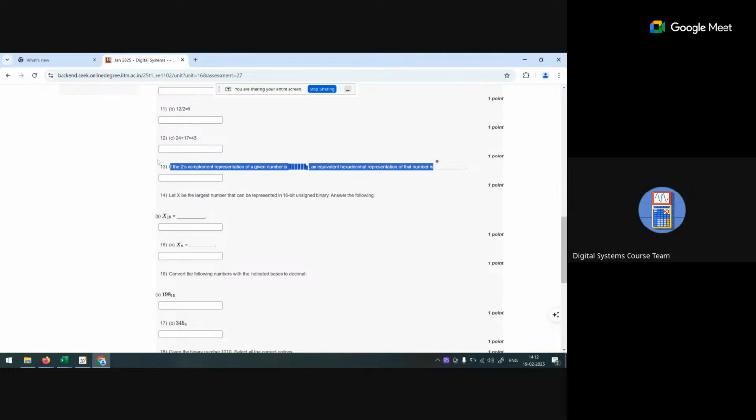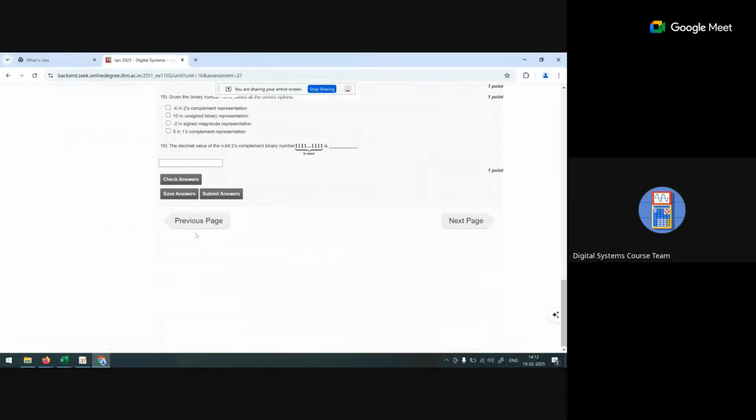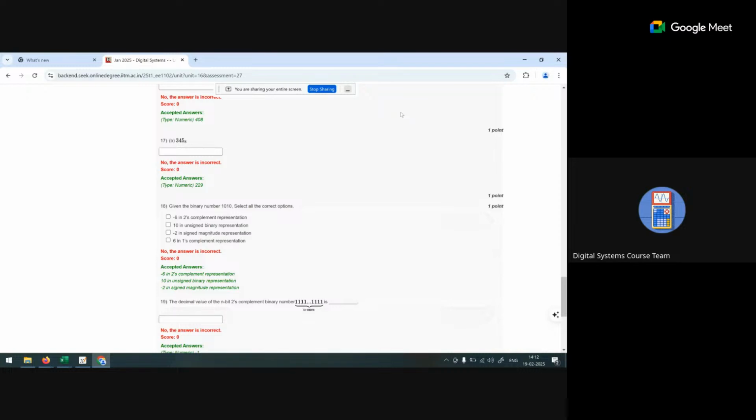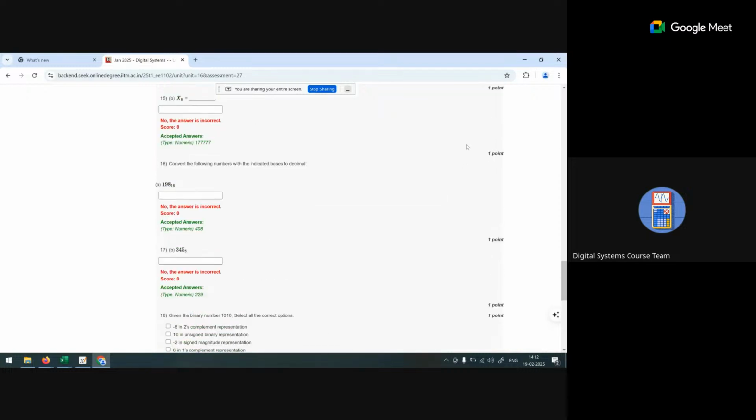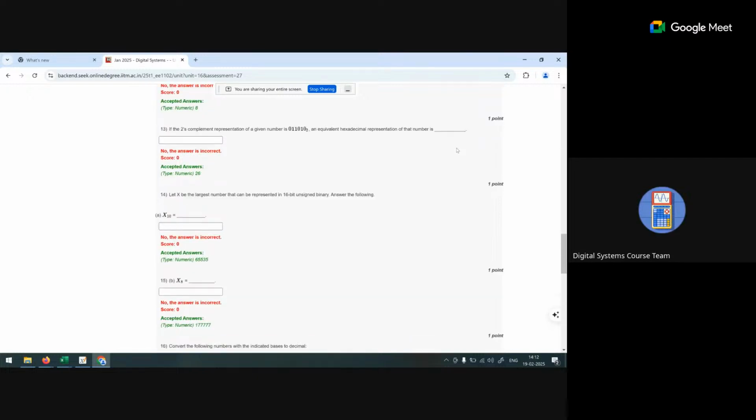So the number is 011010, I think so. Can you tell me, this is binary, so is it a positive number or a negative number? Positive, sir. How do we define that it is a positive number? Because its MSB is starting with 0. MSB starting with 0. Okay.